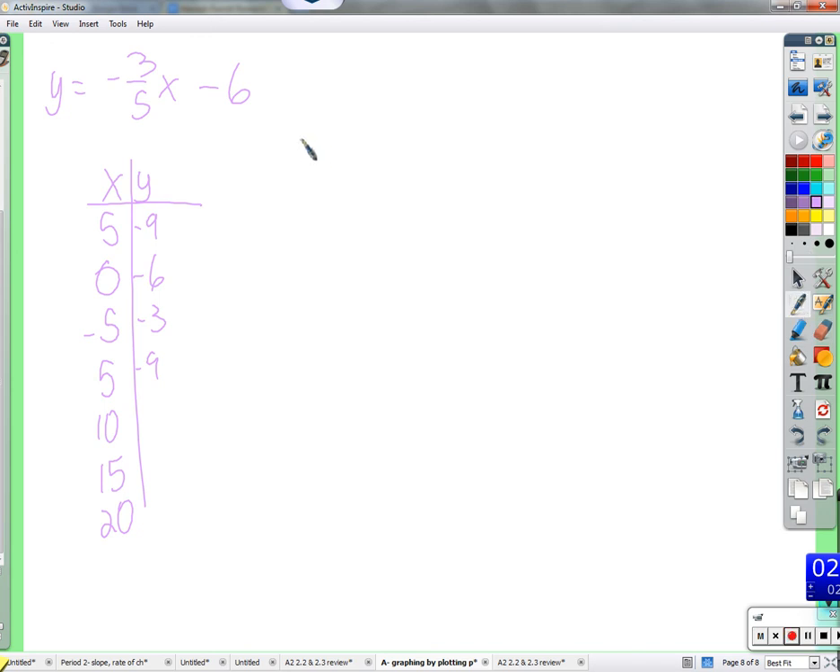So let's put in 10. So we got negative 3/5 times 10 over 1, minus 6. Cancel the 5, cross cancel, right? We're all familiar with the cross canceling. We get 2 times negative 3, that's going to be negative 6, minus 6. So that's just going to be negative 12.